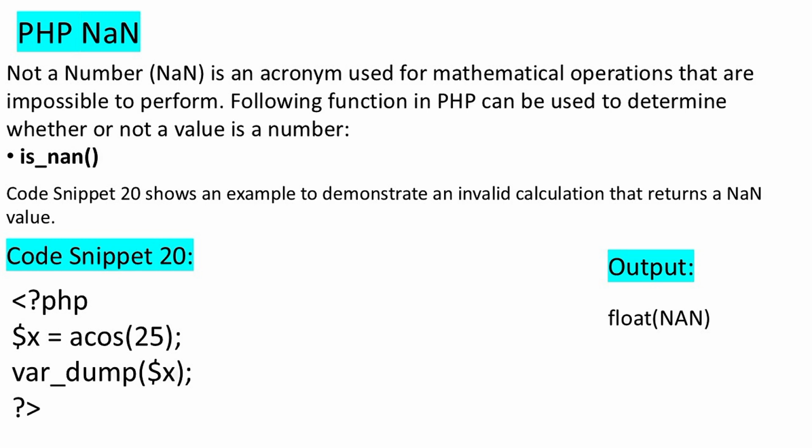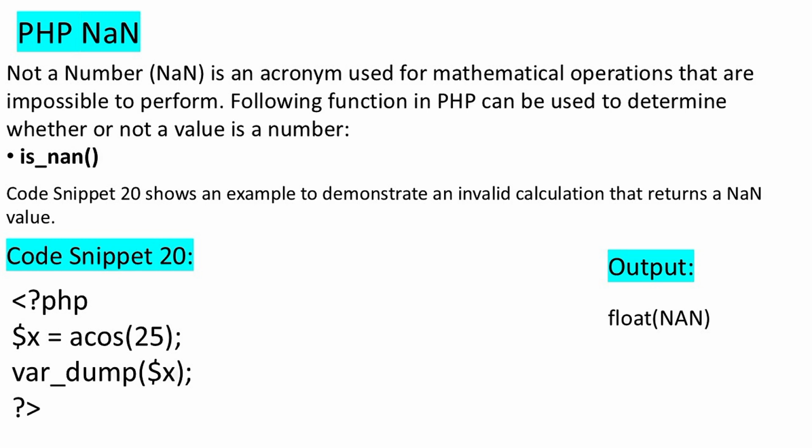or not. In the code snippet shown here, we are using the acos function, which calculates the arccosine of a number. Normally, the valid range for acos is from -1 to 1 because those are the only possible cosine values that exist in mathematics. But in this example, we are passing the value 25 to the function, which is far outside that range. Since the cosine of 25 does not exist, PHP cannot return a valid numeric result. Instead, it returns a special value called NaN, indicating that the result is not a number.